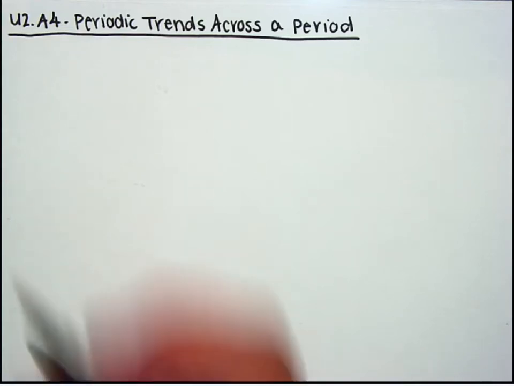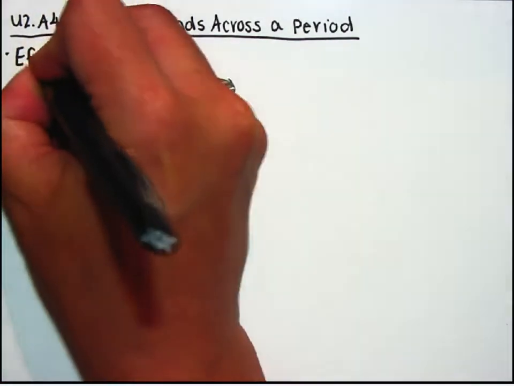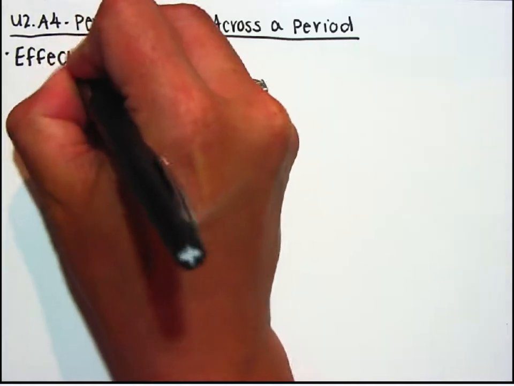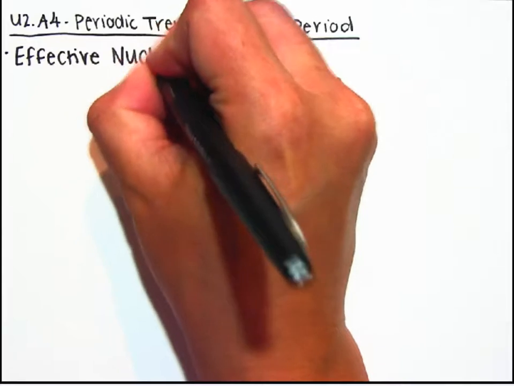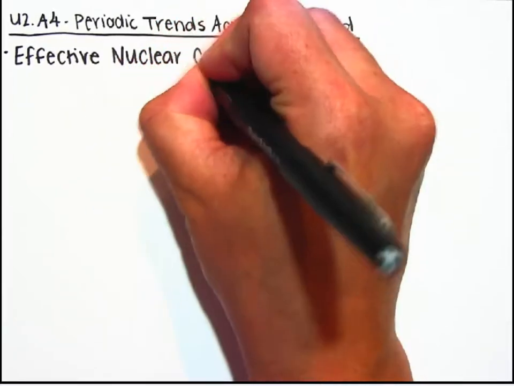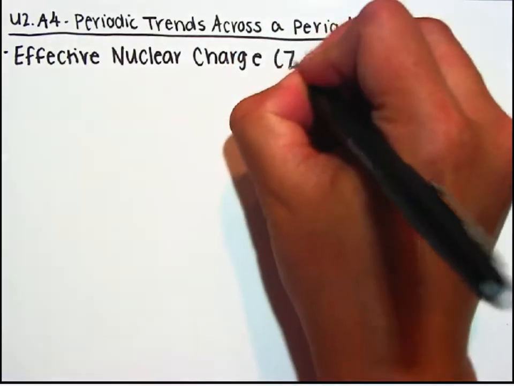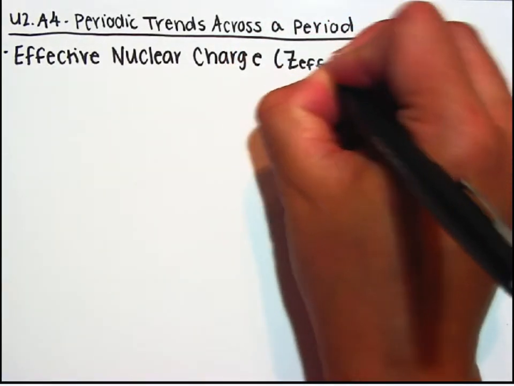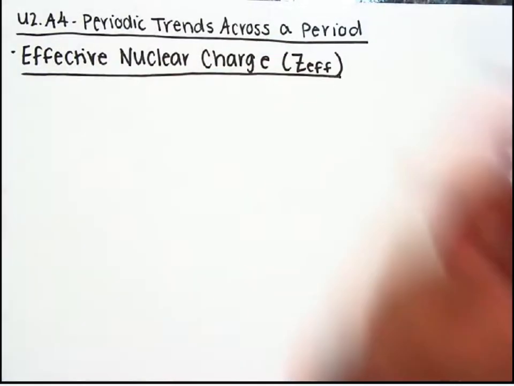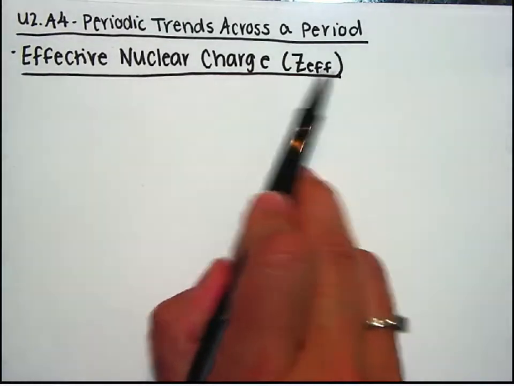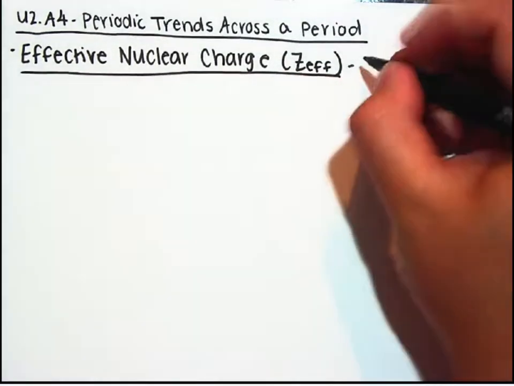So to explain periodic trends, we need to first start by talking about effective nuclear charge, called ZEF. So Z for nuclear charge and F for our effective nuclear charge. So what is ZEF?